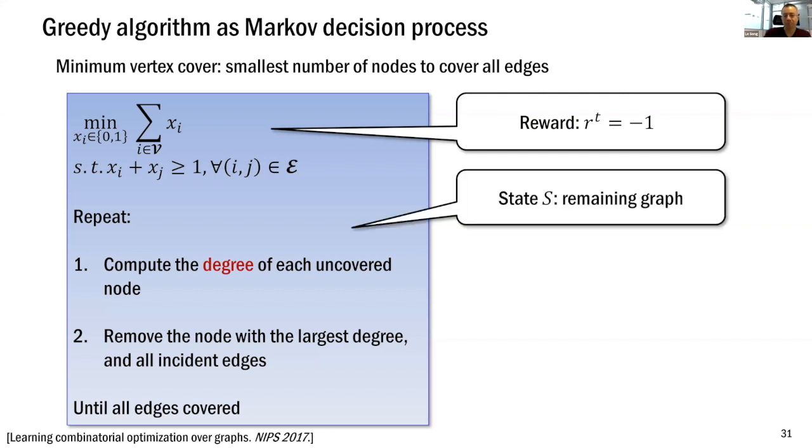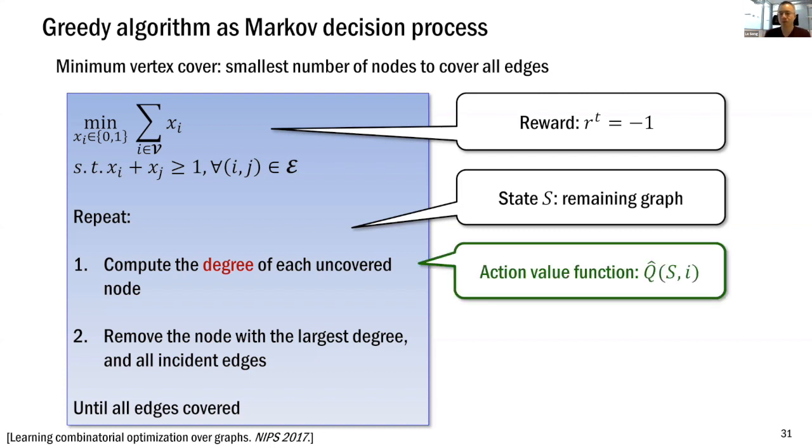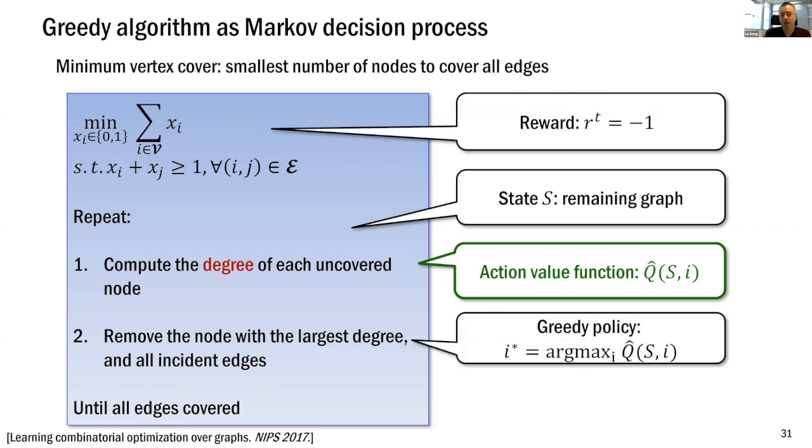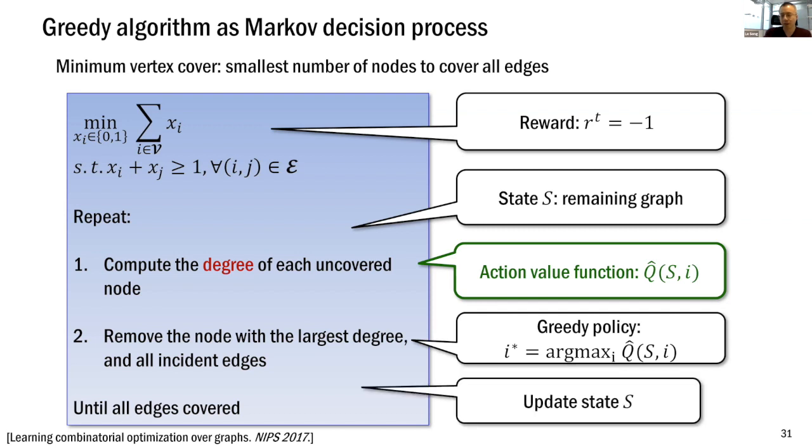You want to select as few nodes as possible. And then your current state of the problem is going to be the graph, right? With those nodes and edges which haven't been selected. And then you have some action value function, which in this case is just the degree of the node given the current graph. And the greedy algorithm is going to just take the greedy action based on this action value function and select the node and remove it from the graph. You obtain the updated state, and you go back, and then you're going to recompute the action value function and reselect the node greedily. Okay.